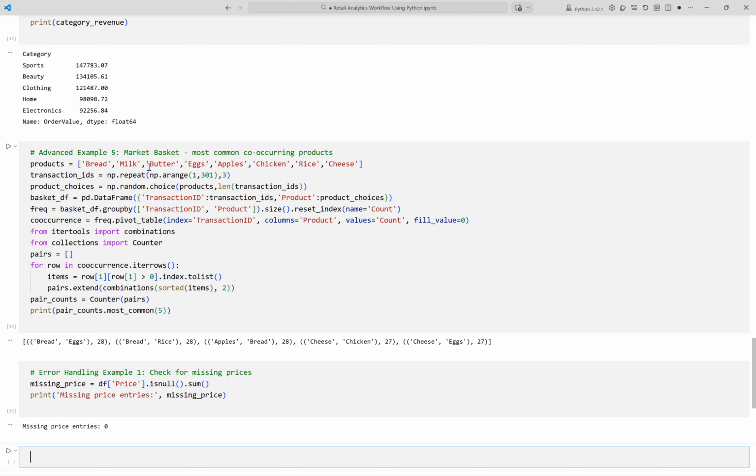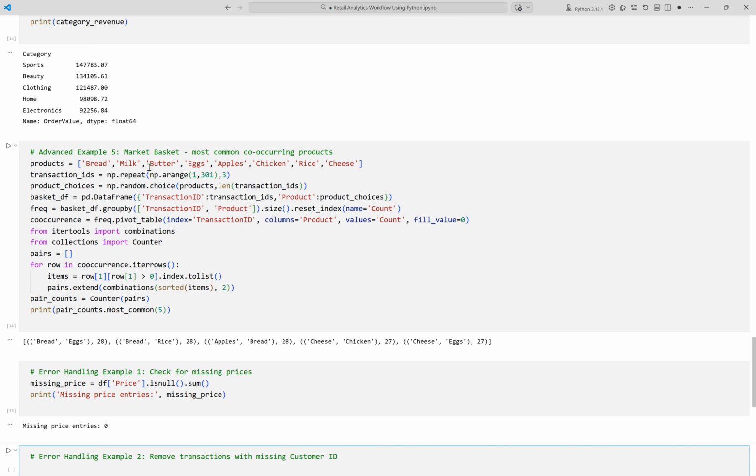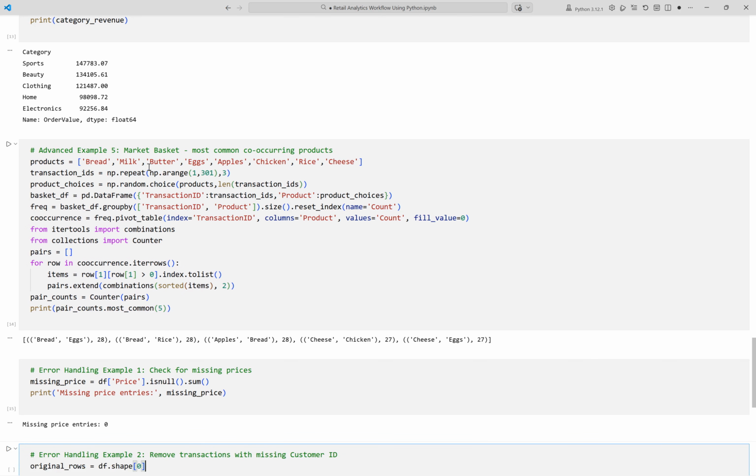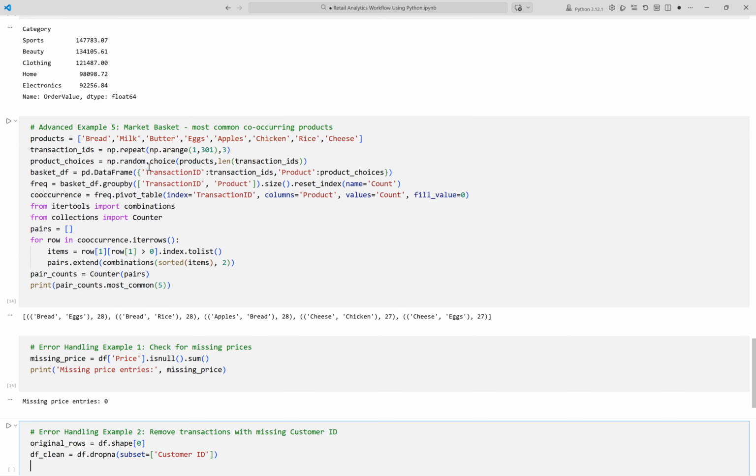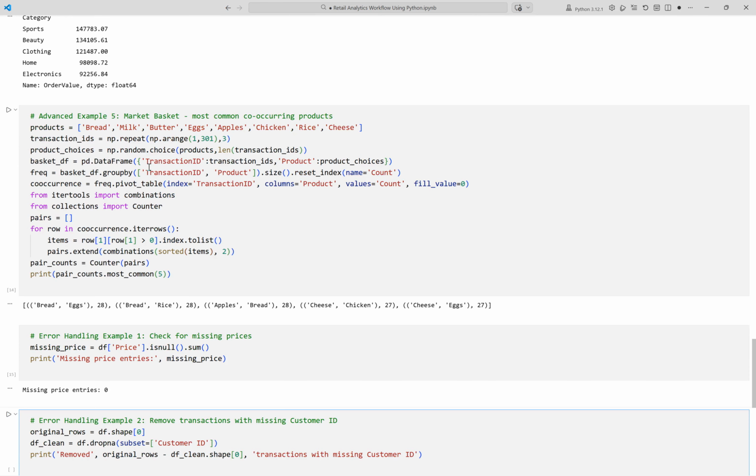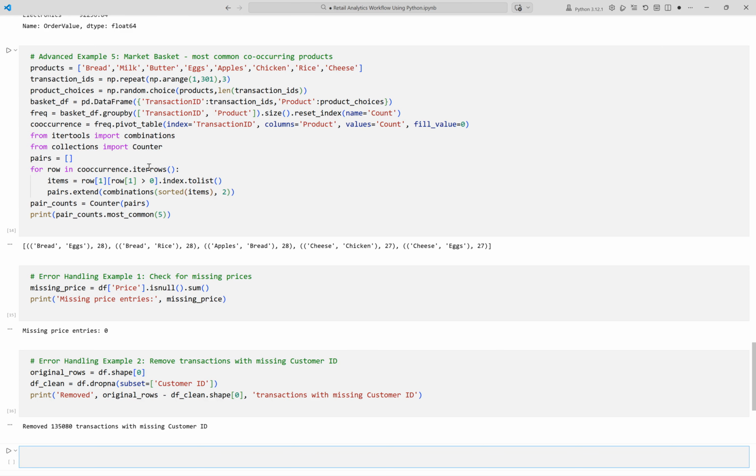Business insights depend on clean, complete data. Missing customer identifiers make customer analytics impossible. We record the original number of transactions. We drop any rows missing customer ID. We print how many transactions had to be removed. Running the cell now. This output shows that 135,080 transactions were removed because they lacked a customer ID, highlighting the importance of handling missing data.